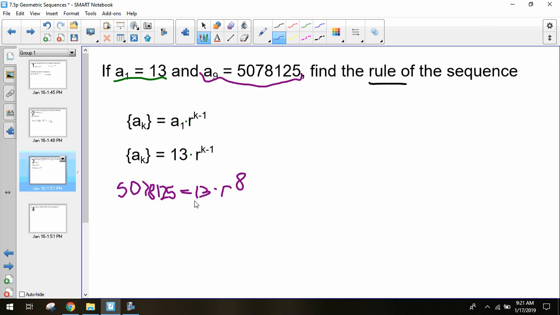So the first thing I'm going to do is get rid of this coefficient, this 13. So we're going to divide by 13. And we'll have to take this big long number and divide by 13. So this is why we enjoy having our calculator, so you can do that really quick. 5,078,125 divided by 13.